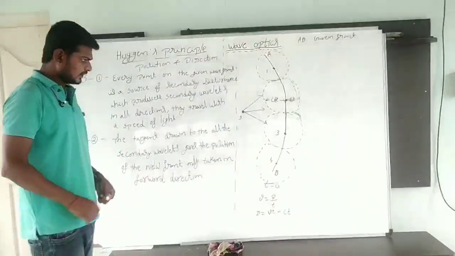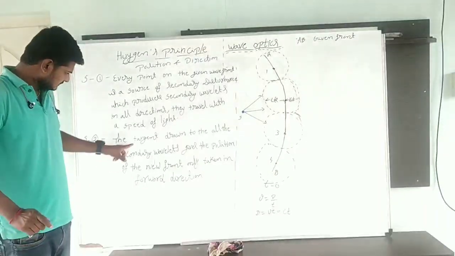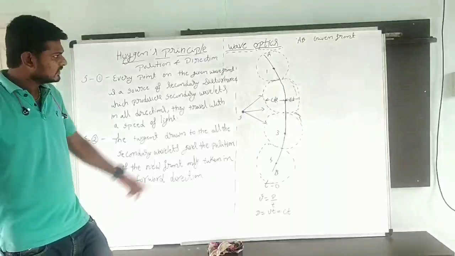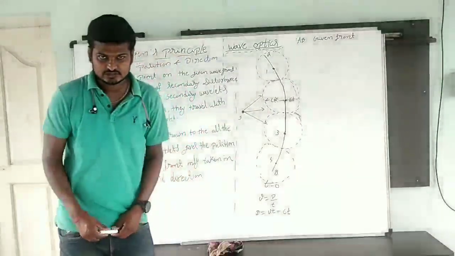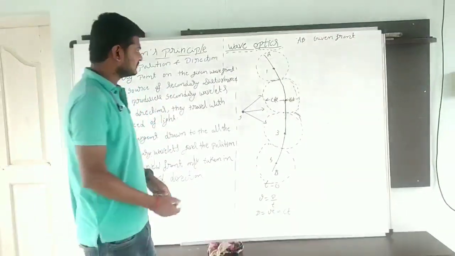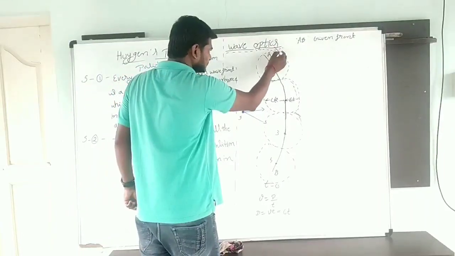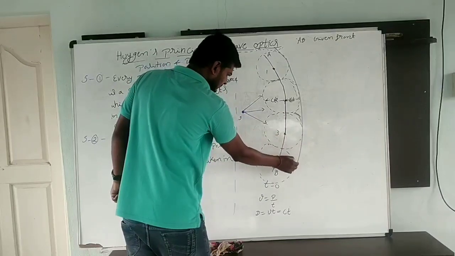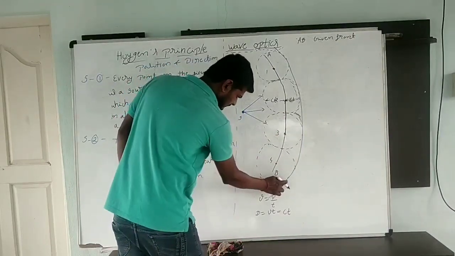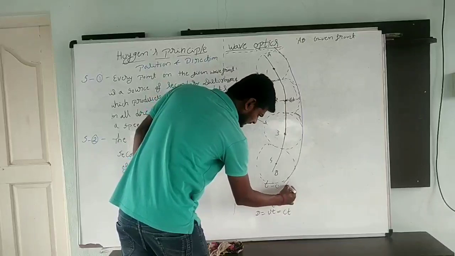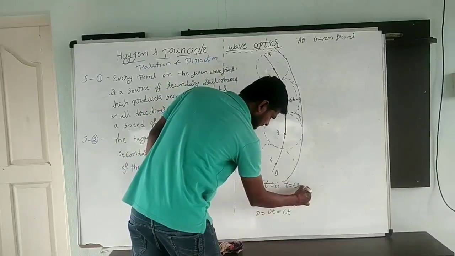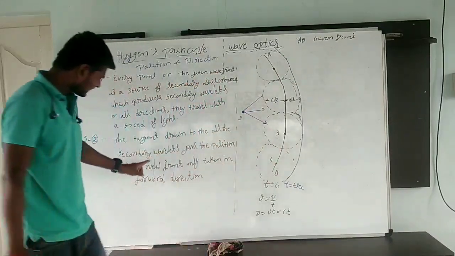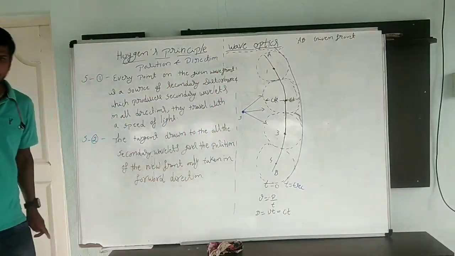Now we have to find out the new position of the wavefront. We draw the tangent to the secondary wavelets. Tangent means surface touching. See, I am going to draw a tangent. At time t equal to t seconds, the tangent drawn to the secondary wavelets gives the position of the new wavefront.